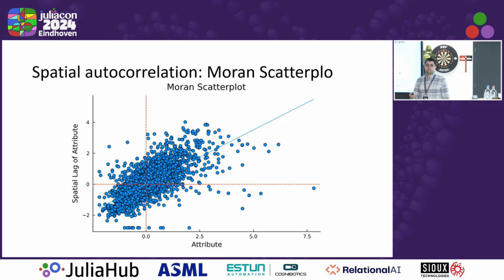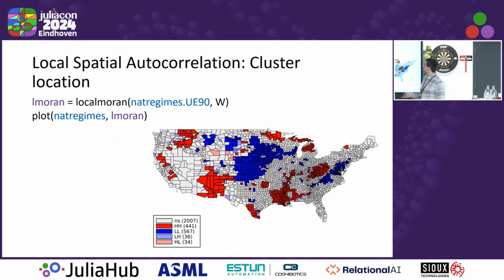We can also make plots, what is called a spatial Moran scatter plot, that relates one variable, the value, with its neighbors, and then we can make a map very easily in Julia. But also we can look at what is called local spatial autocorrelation, to test or to check if there are spatial clusters in our data.